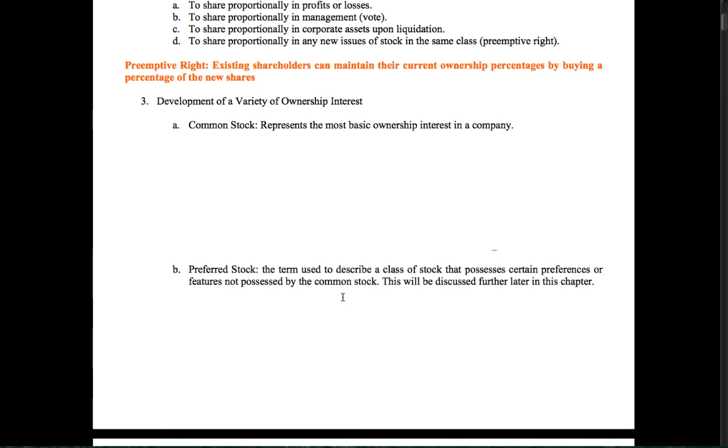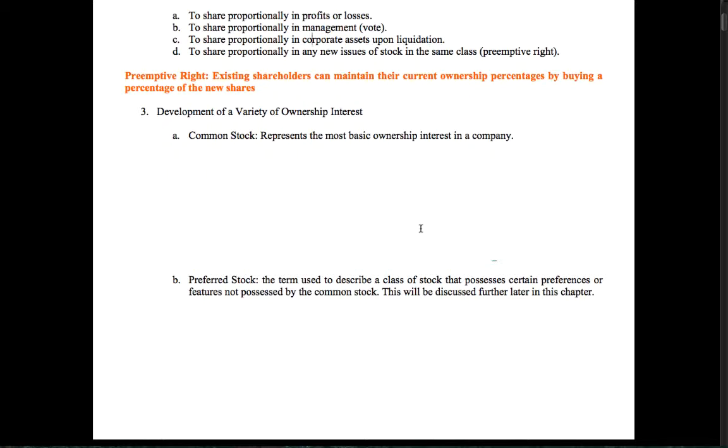Next, we'll go to the development of a variety of ownership interests. And so, specifically in this chapter, we're going to cover common stock, preferred stock, and treasury stock. We'll discuss in this lecture a majority of the time spending about common stock. And treasury stock will be in the second lecture, and then preferred stock we will discuss in further detail in the third section. First, with respect to common stock, it represents the most basic ownership in a company.